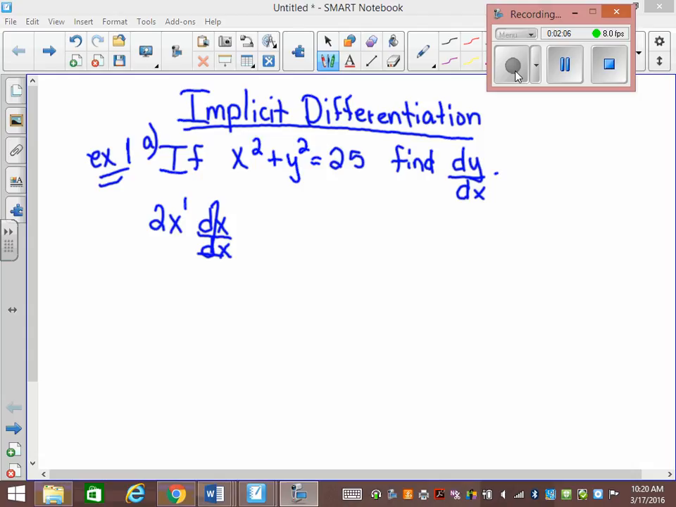Then we do the derivative of y squared. So 2y, then it's dy over dx, because they're always over dx. That doesn't cancel. It doesn't go away. It's not dx over dx. So that's why that one stays, and the x one you don't have to have.